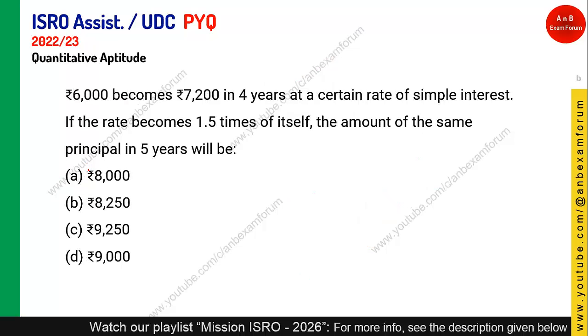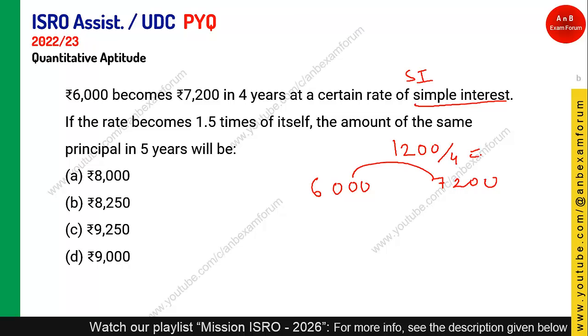Okay, let's see the next question. 6,000 becomes 7,200 in 4 years at certain rate of simple interest. So this question belongs to category simple interest. If the rate becomes 1.5 times of itself, the amount of the same principal in 5 years will be what? So 6,000 becomes 7,200 in how many years? 4 years. So what is the difference between these two? It is 1,200 interest he got in 4 years. So for a single year he got the interest of 300.